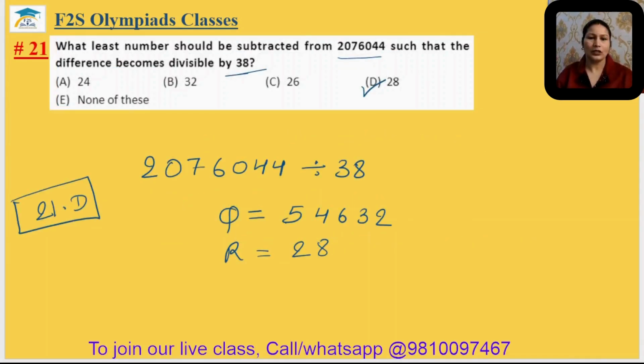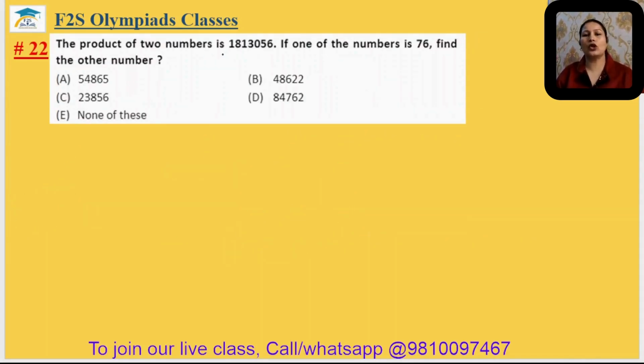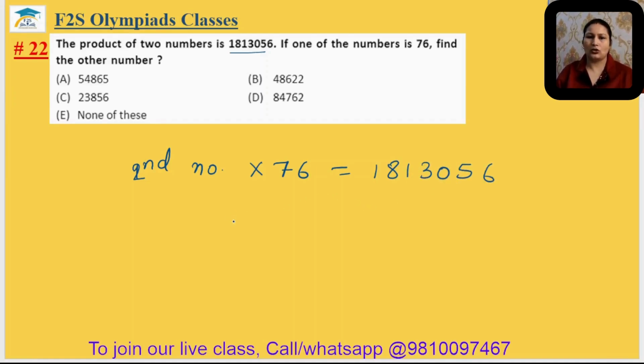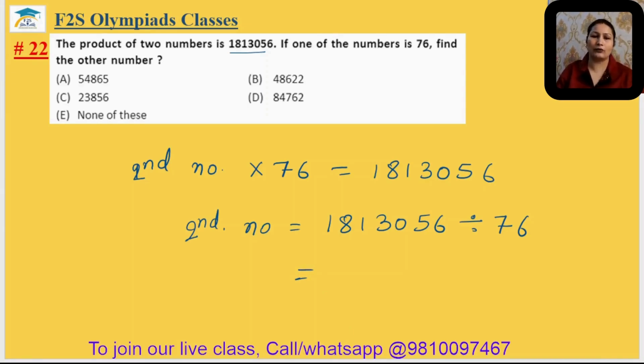Okay. Question number 22. The product of two numbers is this. If one of the numbers is 76, then find the other number. The product is given. So suppose the second number multiplied by 76 equals 1813056. So the second number will be 1813056 divided by 76, right? If we divide these two numbers, we can find the second number.